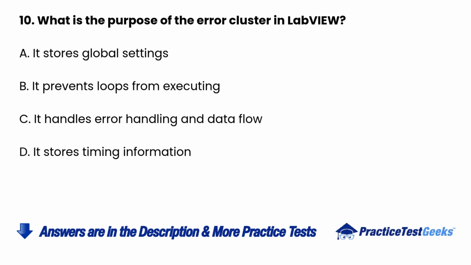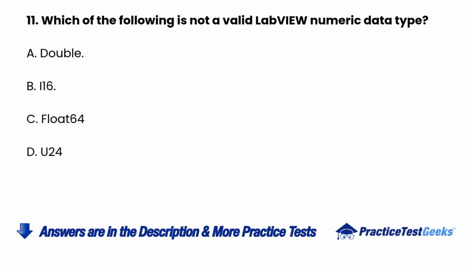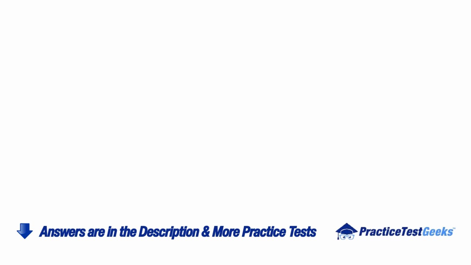A. It stores global settings. B. It prevents loops from executing. C. It handles error handling and data flow. D. It stores timing information. 11. Which of the following is not a valid LabVIEW numeric data type? A. Double. B. I16. C. Float 64. D. U24.